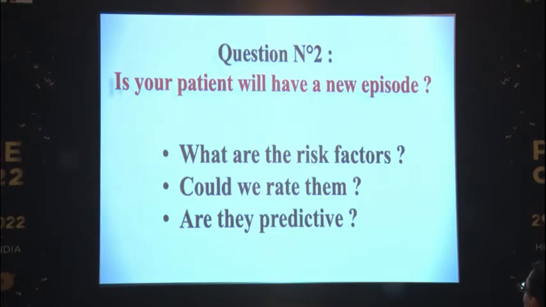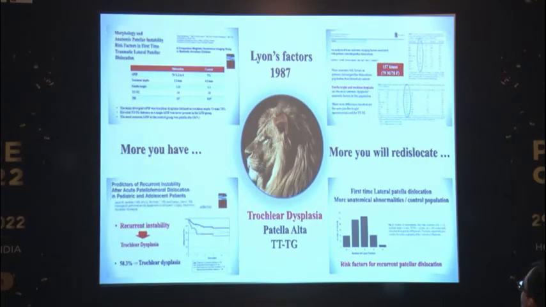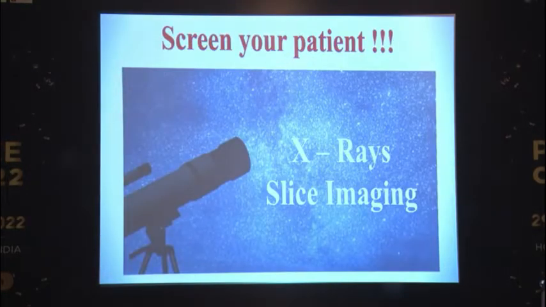You have to look at the risk factors. Could you rate them, and are they predictive? And this is very important, and this will be given by imaging. So you know that we described some risk factors in 1987. They were the trochlear dysplasia, the first one, the patella alta, and the excessive TTTG. And it has been taken worldwide, and everybody is using them. And definitely the more risk factors you have, the more you will redislocate your patella. So screen your patient. This is definitely the key, screen your patient.